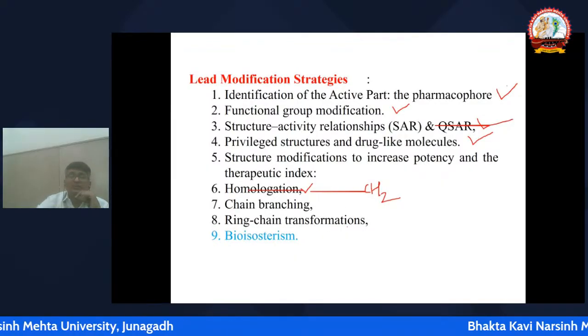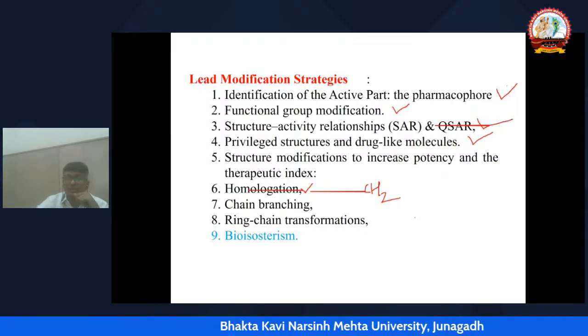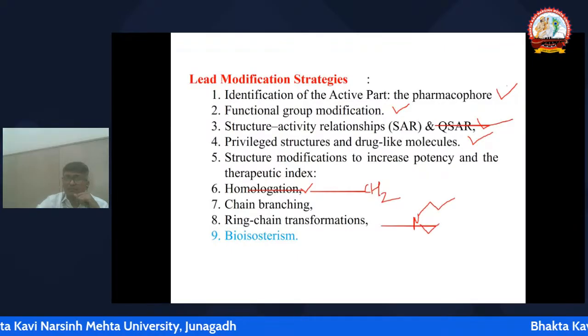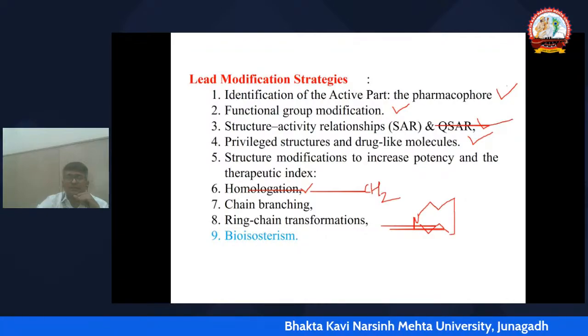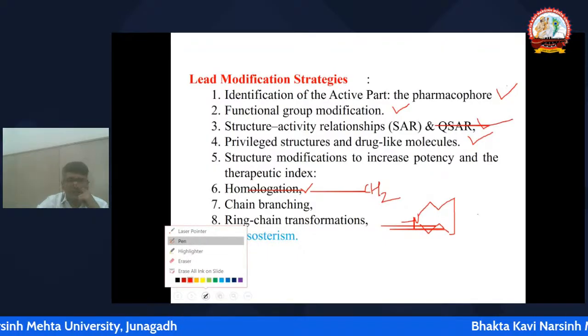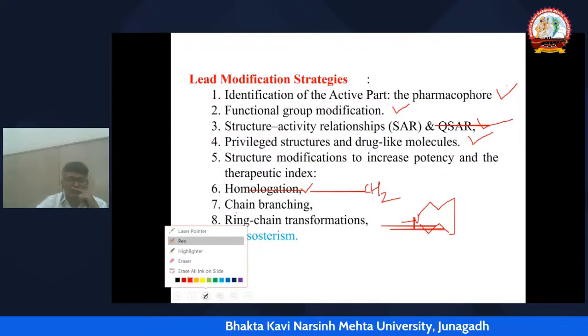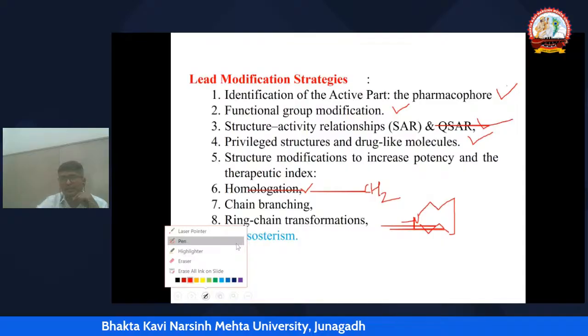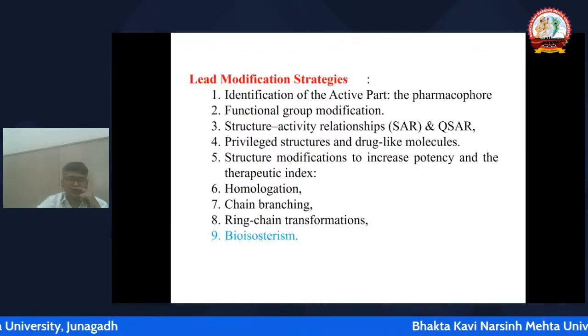The other one is the ring transformation strategy. It means if we have, for example, N,N-diethyl, we can make this into a cyclic system, so it is called ring-chain transformation. So if we have chain molecules, they can be converted into ring molecules, or if we have a ring molecule, it can be converted into a linear chain molecule. So this is a lead modification strategy.